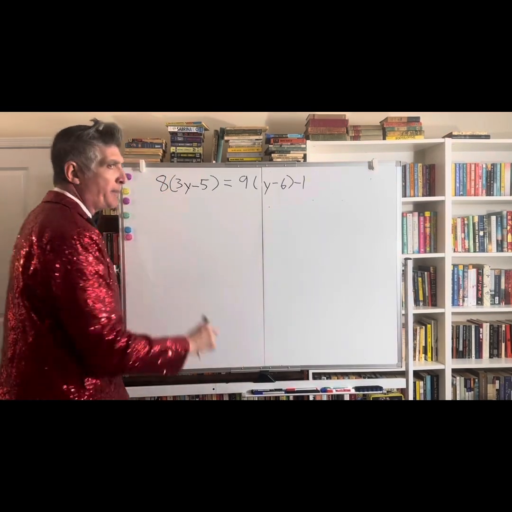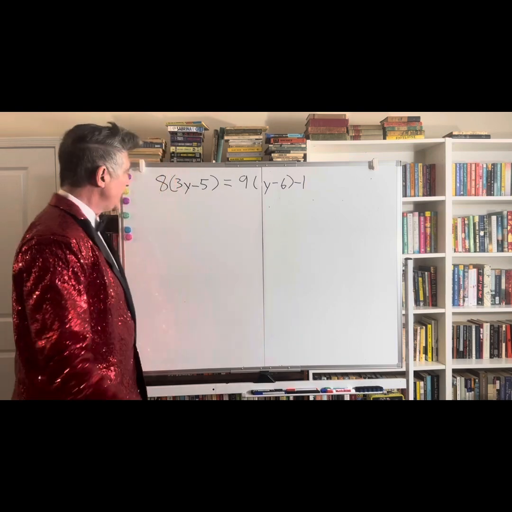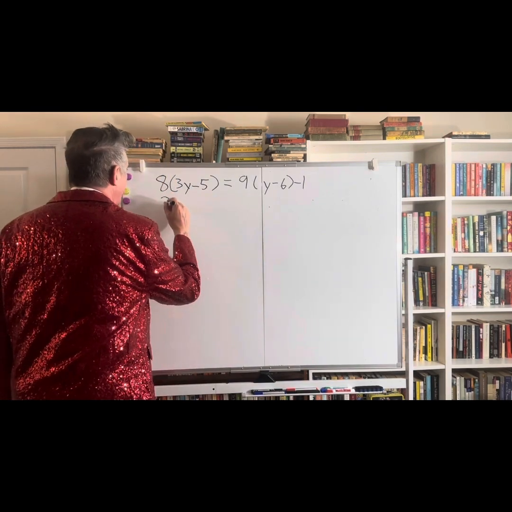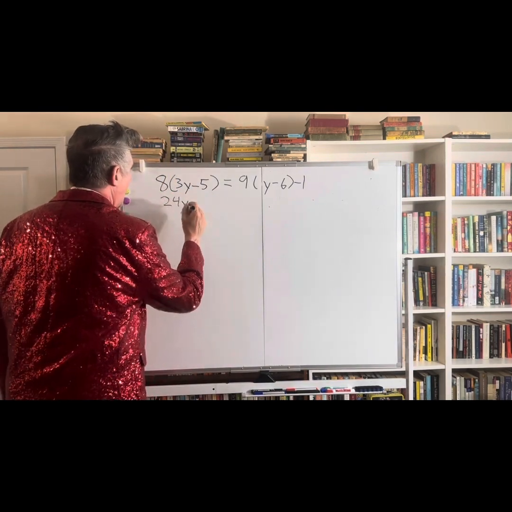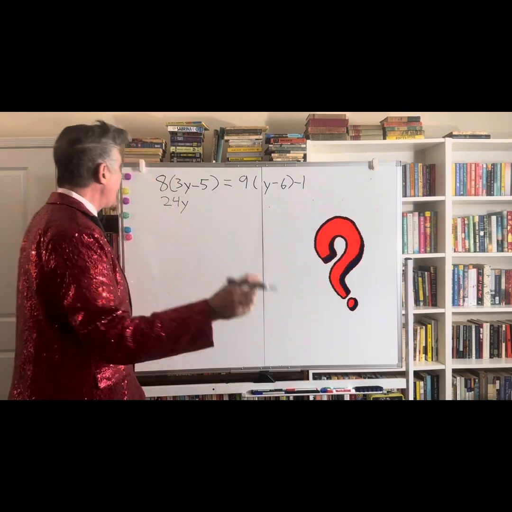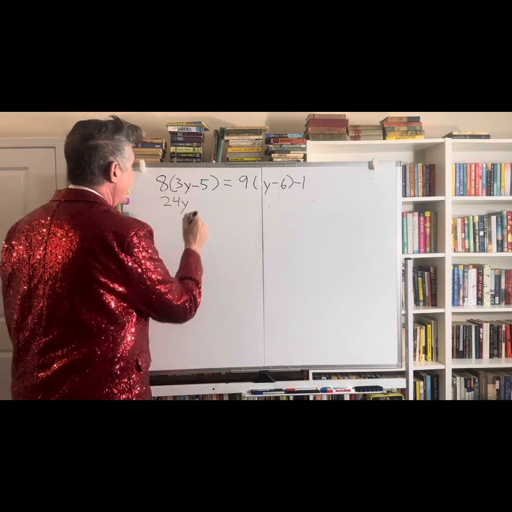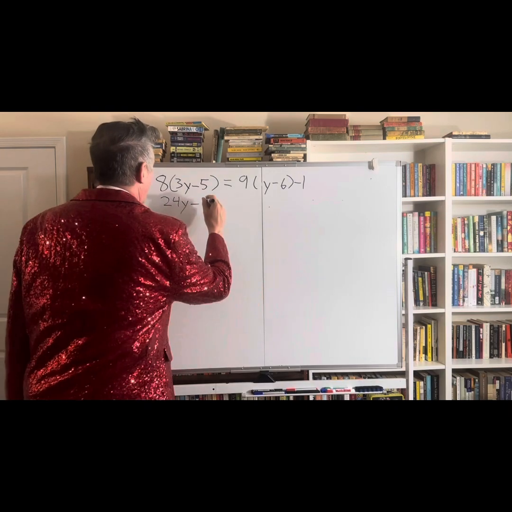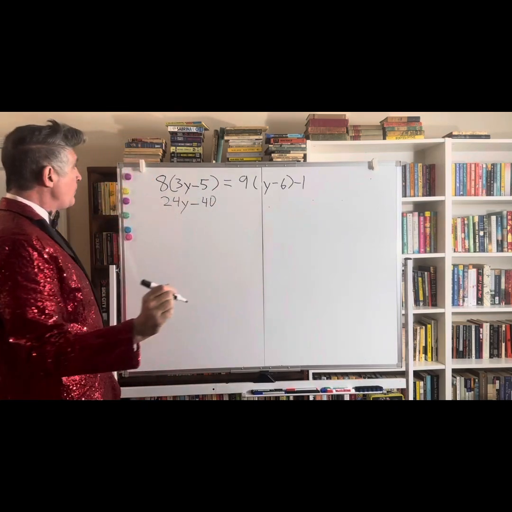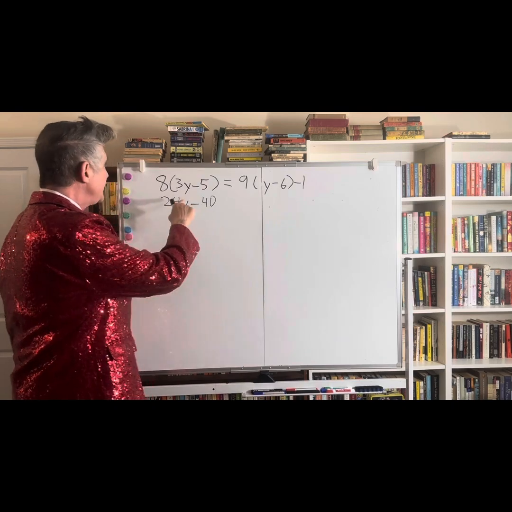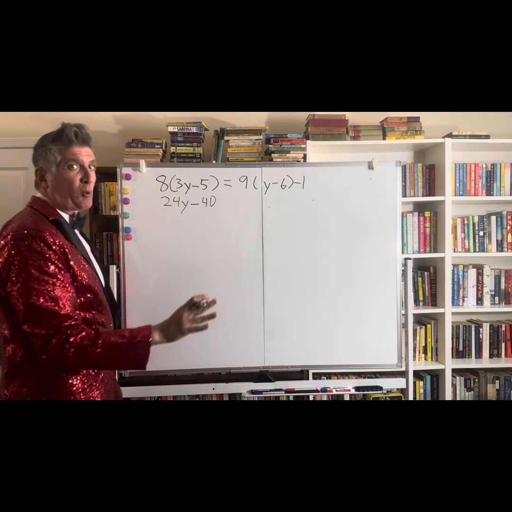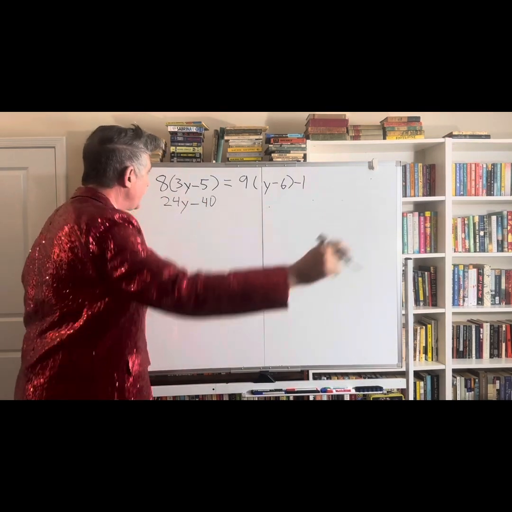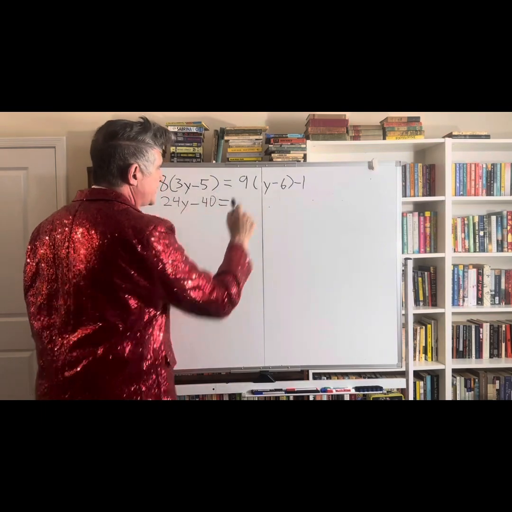So what do we have when we multiply 8 times 3y? Ladies and germs, it gives us a whopping 24y. Why? I don't know. Doesn't matter. But now we've got 8 times negative 5, and that's going to give us negative 40. But, oh my goodness, after we did the distribution, we lost the parentheses. Gone.